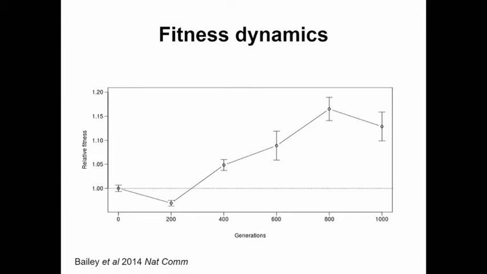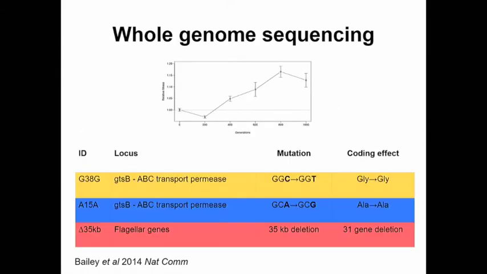To give you an idea of what the adaptation dynamics looked like, this is a plot of that population over time on the x-axis, and then we have a measure of relative fitness on the y-axis. And it adapted, the population increased in fitness over time, and maybe leveled off to some kind of plateau, perhaps some kind of optimum in that particular environment. And then at the end of that experiment, we sequenced those final populations at generation 1000.